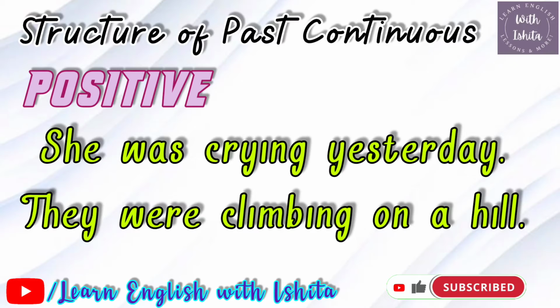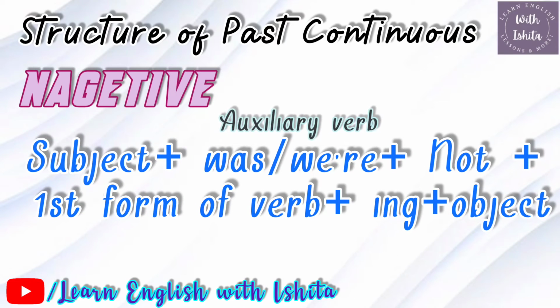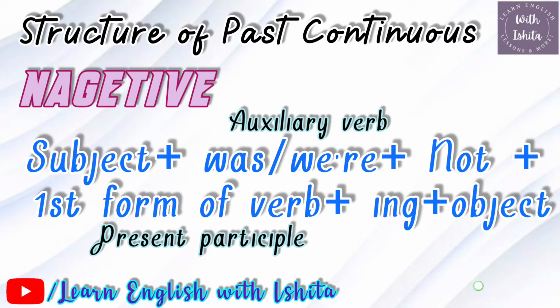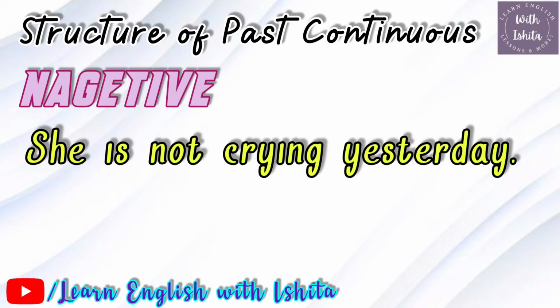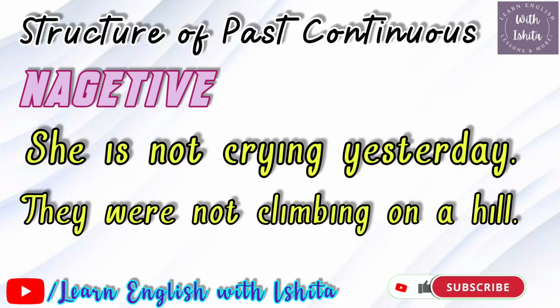Was crying and were climbing are examples of the past continuous tense. Next, the structure of negative sentences: subject plus auxiliary verb plus not plus main verb, that is the present participle, plus object. Subject plus auxiliary verb, that will be was or were, plus not plus first form of verb plus ing plus object. For example, she was not crying yesterday. Next one, they were not climbing on a hill.